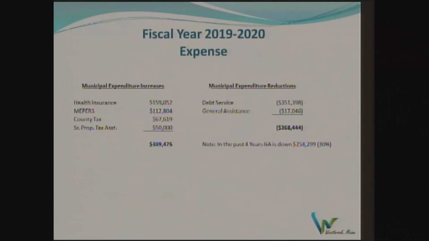Focusing a little bit on specific areas of spending increases or spending reductions that we've been able to accomplish in this proposed budget. On the increase side, health insurance represents a $159,000 increase. And while that's a very large number, we actually have been very fortunate in a comparatively low rate of increase in our premiums this year. And yet it still translates to nearly $160,000 in new dollars needed from the municipal budget.